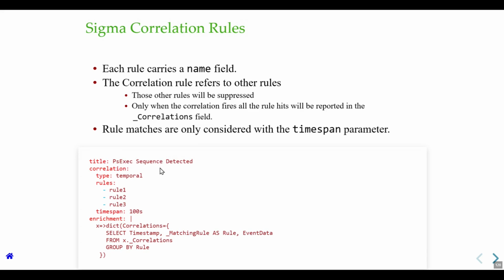So let's have a look at what kind of Sigma rule it looks like. So a Sigma rule, there's a correlation rule, is a little bit different because it doesn't have a detection clause, it has a correlation clause here. Then we have the type, temporal detection, and then the rules. And what we're doing here is we're referring to other rules, and we're saying these rules all have to fire within 100 seconds so that would be considered a hit. And then, of course, Velociraptor allows us to do enrichments, and in fact, Velociraptor allows us to report all of these particular matches because we're collecting all the hits.